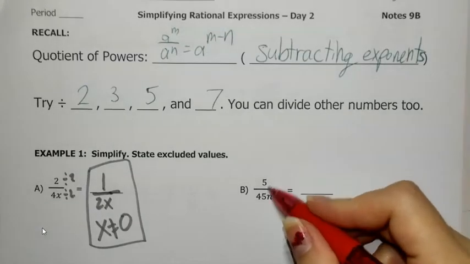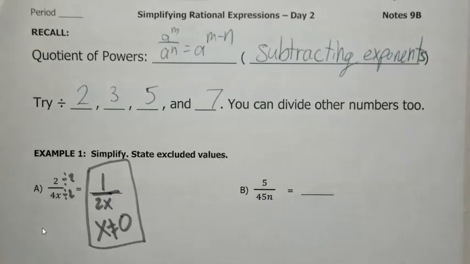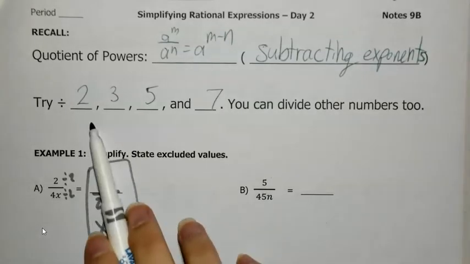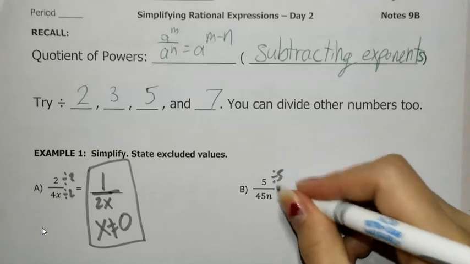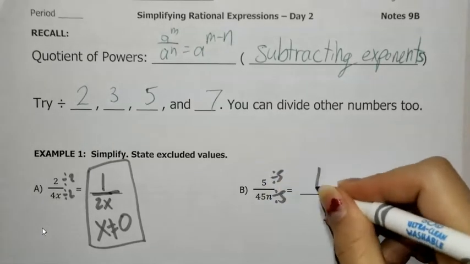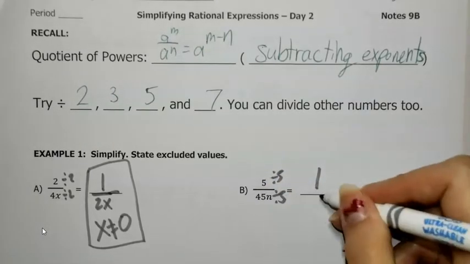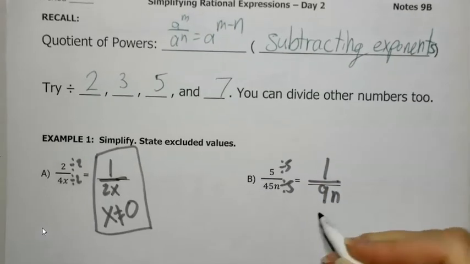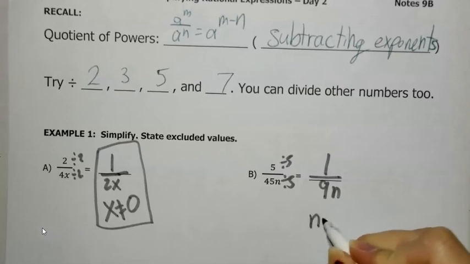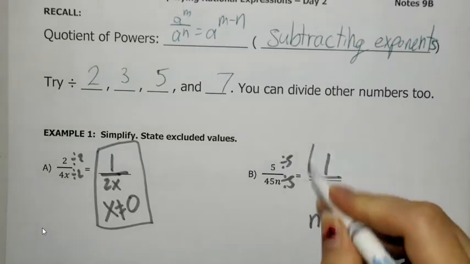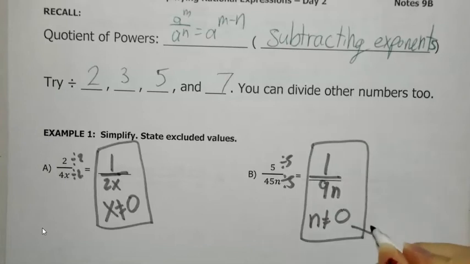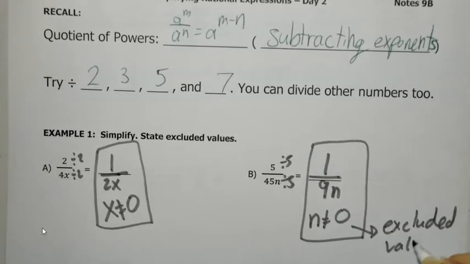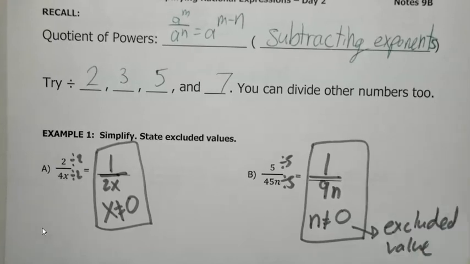Can you divide out of 5 and 45? 5. 5 divided by 5 is 1. 45 divided by 5 is 9. We just have an n down here, so we carry it over. And we can't have a 0 in the denominator, so n cannot equal 0. That's your excluded value. And in this specific case, it's a vertical asymptote.